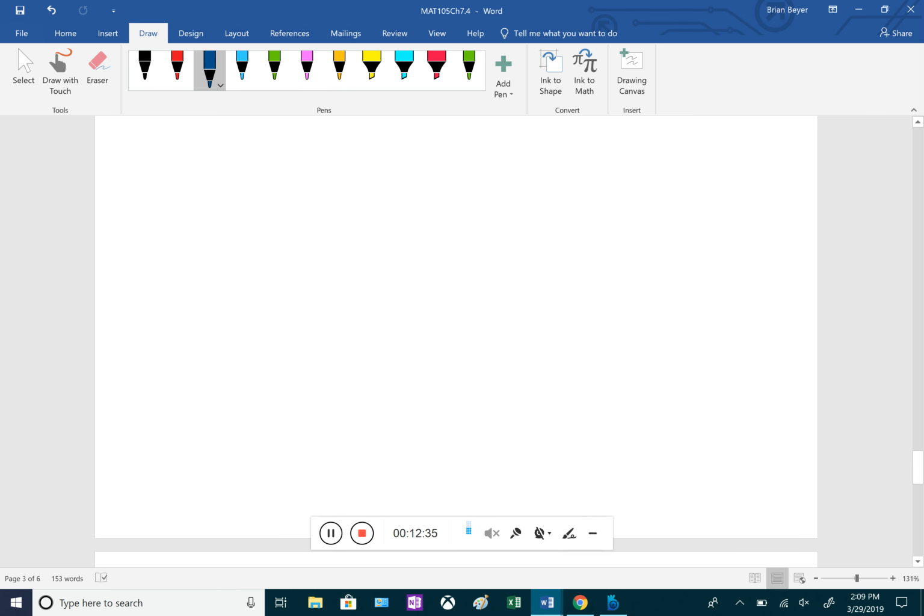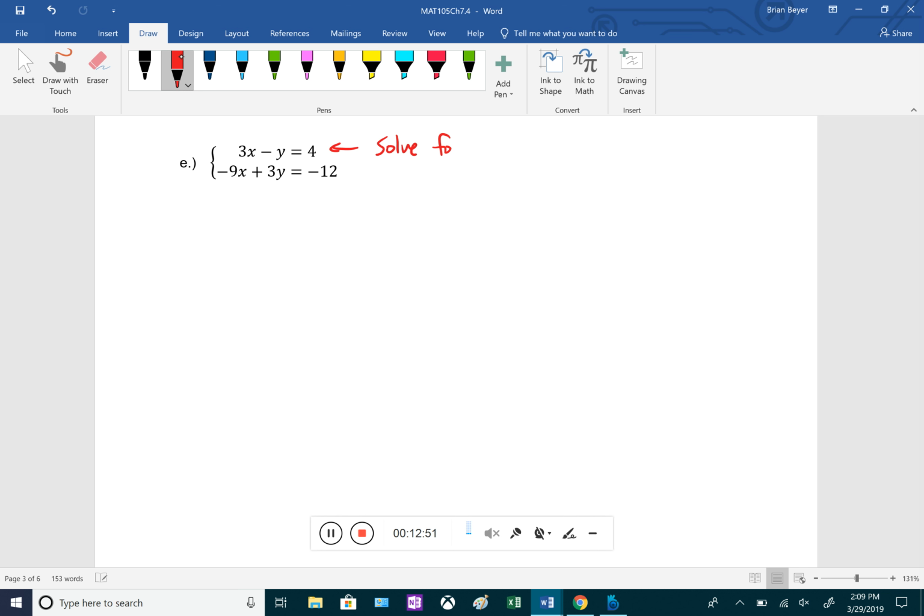Okay, and let's do one more here. We have 3x minus y equals 4 and -9x plus 3y equals -12. So let's pick one to solve for. We have a coefficient of -1 on the y here, so let's solve this for y. Probably will be the easiest. So 3x minus y equals 4. We're going to add y to both sides, and then we're going to subtract 4 and get y equals 3x minus 4. Okay, now we're going to substitute that expression in to the other y in the other equation, which is right here.